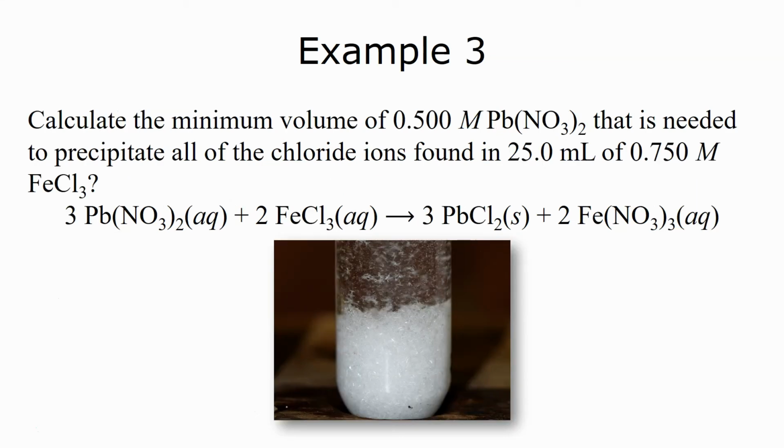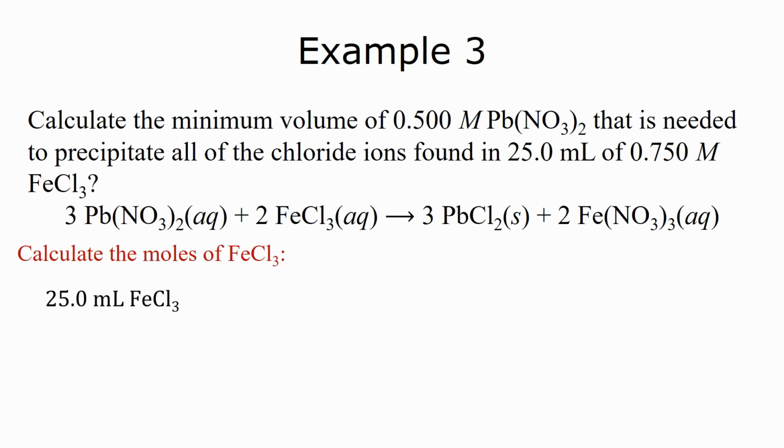In our last example, we want to calculate the minimum volume of 0.5 molar lead nitrate that is needed to precipitate all the chloride ions found in 25 milliliters of 0.75 molar iron chloride. So we're not calculating products. We are calculating how much of another reactant is required to completely react with the second reactant, iron chloride.